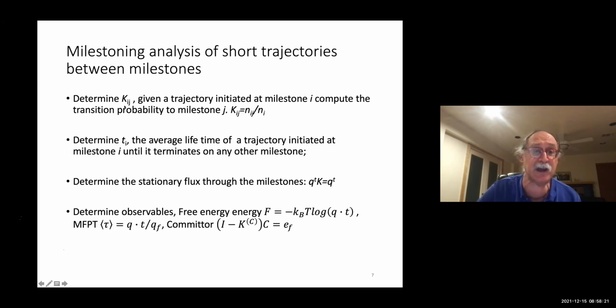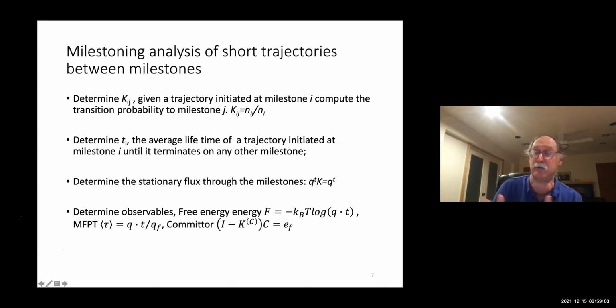Given these two functions, Kij and Ti, we can get a lot of information about the thermodynamics and the kinetics of this system. For example, one thing that we can compute is the stationary flux that is passing through the milestone. It is the eigenvector of this matrix K, which is called Q here, with an eigenvalue of 1. So once we have this Kij, we can determine the stationary flux that passes through the milestone, which is Q. Once we know Q, we can get the probability that the last milestone that we passed is a particular milestone. And this is a scalar product of Q, the fluxes, multiplied by the time.